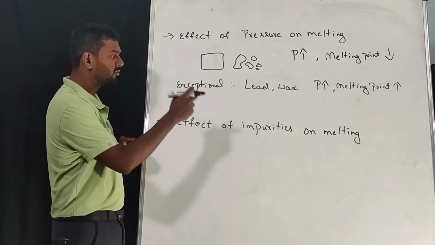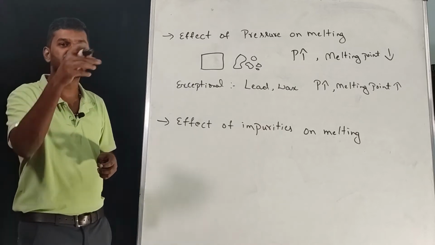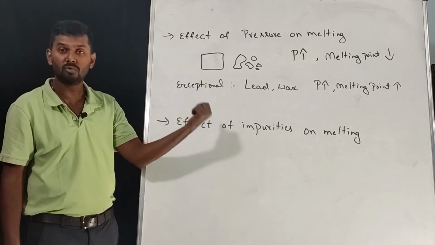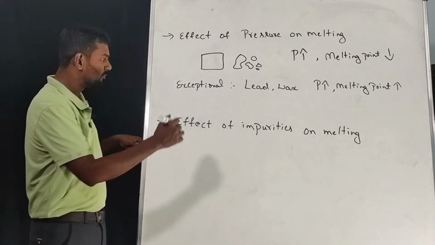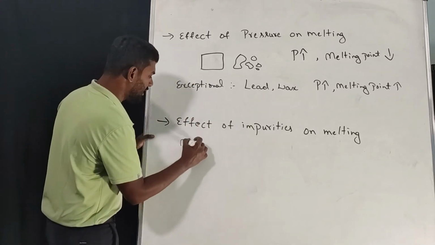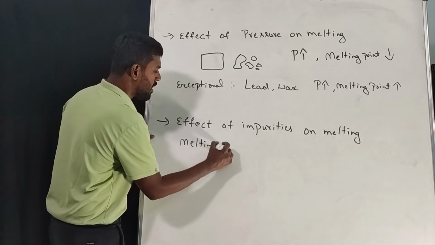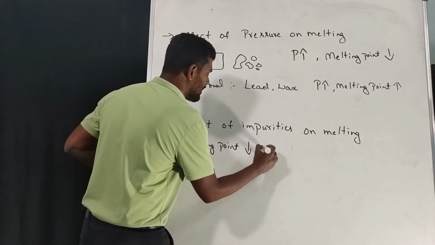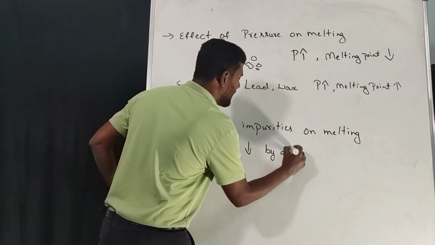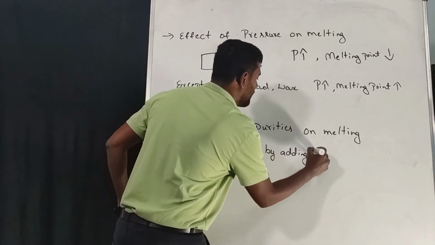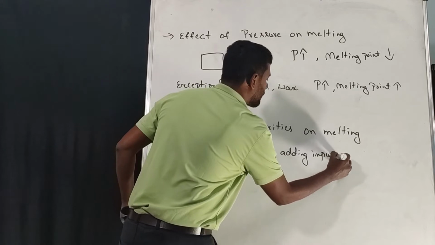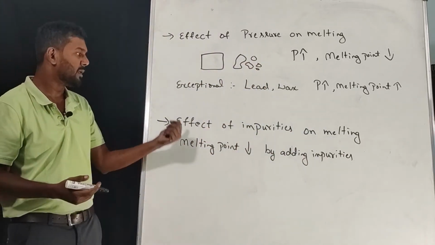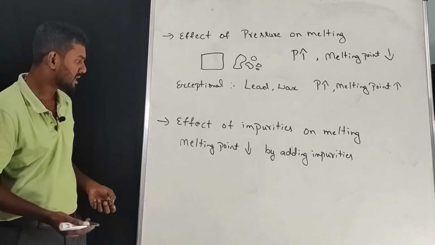Now we'll talk about the effect of impurities on melting. When you add something to a pure substance, it becomes an impure substance. How will that affect melting? The melting point decreases by adding impurities. If you add impurities to a substance, the melting point decreases.